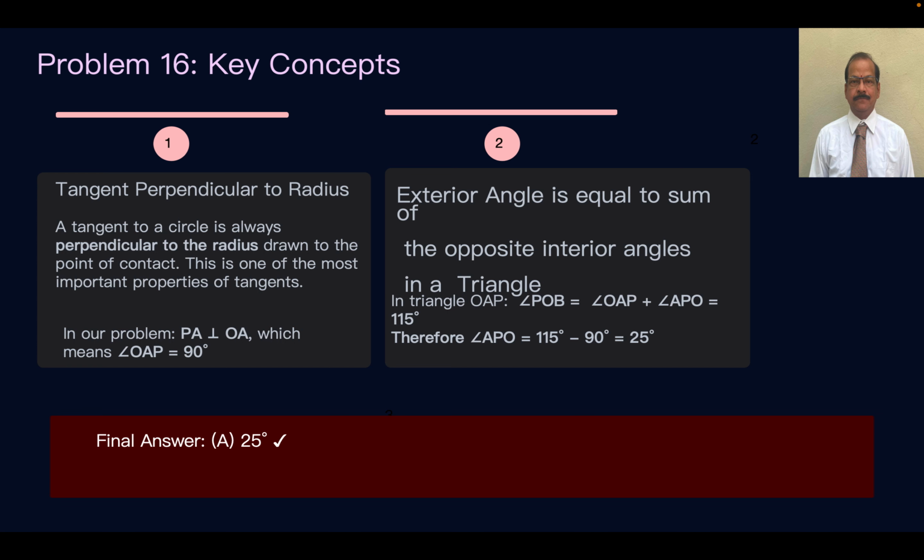We also know that for any given triangle, an exterior angle is equal to the sum of the opposite interior angles. So in the given case, angle POB, the external angle, equals angle OAP plus angle APO, which are the opposite interior angles, of which angle APO is what we are required to find. Angle OAP is 90 degrees. Therefore 115 minus 90, you get 25. The final answer is 25, option A.